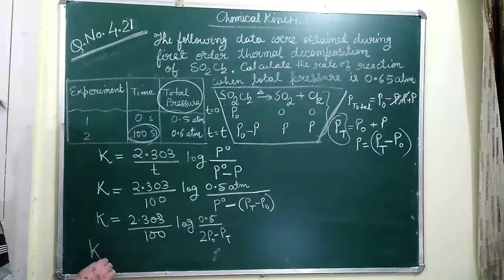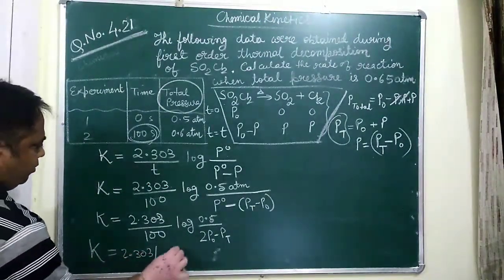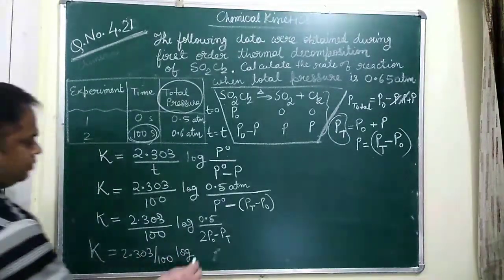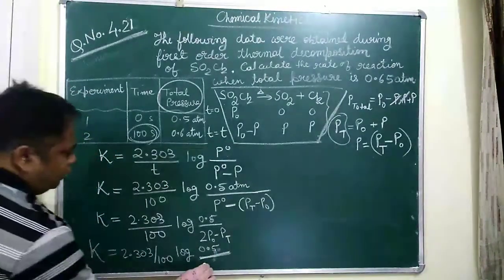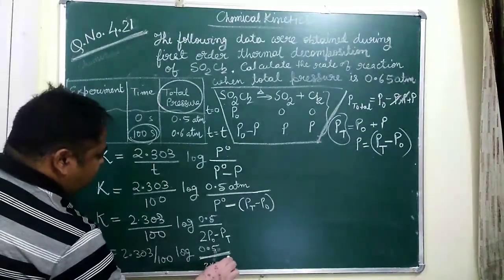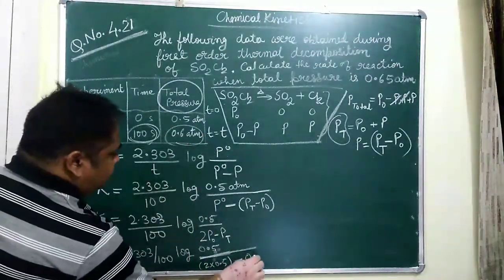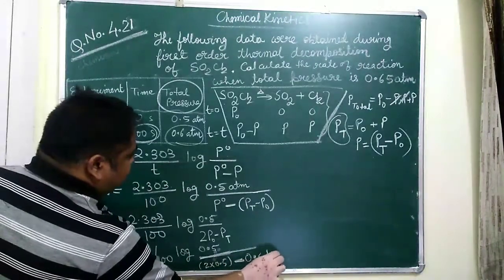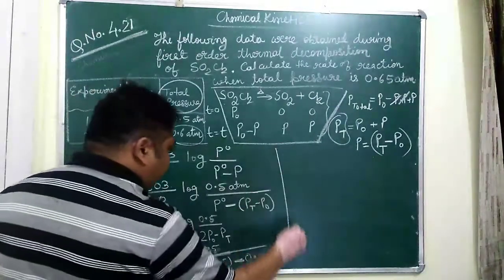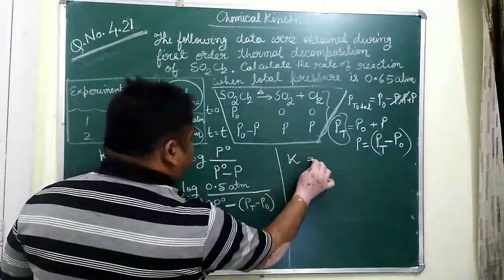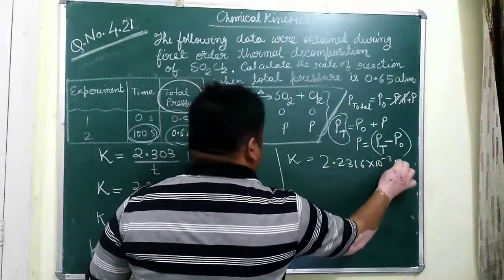K will be equal to 2.303 by 100 log of 0.5 divided by 2 into 0.5, which is 1, minus P total, which is given as 0.6. Now so much calculation has been done that we can find the value of K. The value of K will be equal to 2.2316 times 10 to the power minus 3 per second.